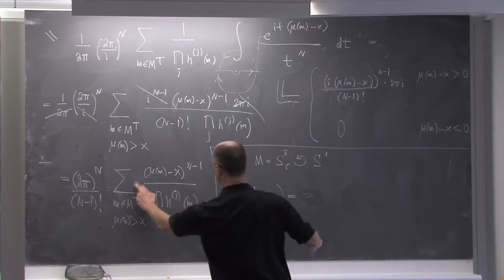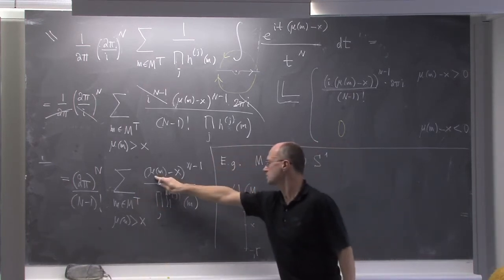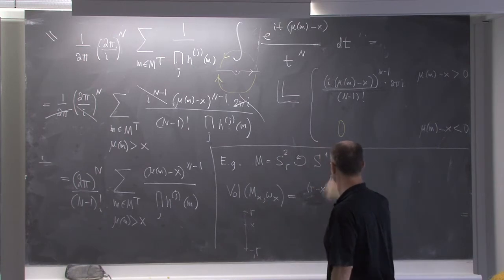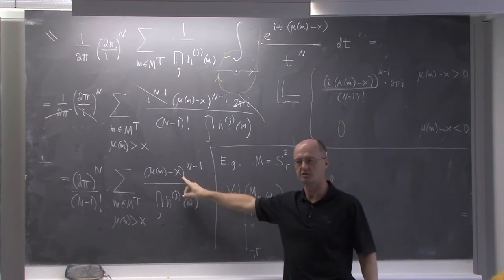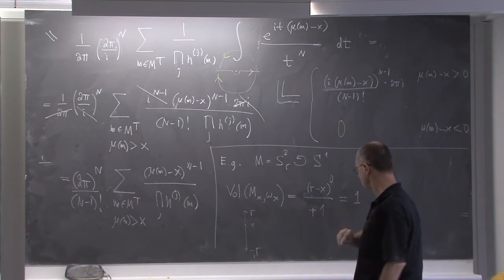So there will be a contribution of the north pole in this sum. So this will be r minus x to the power n minus 1, which is 0, divided by the weight at the north pole, which is plus 1. And so this is equal to 1.